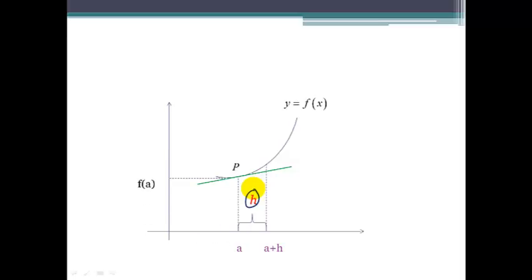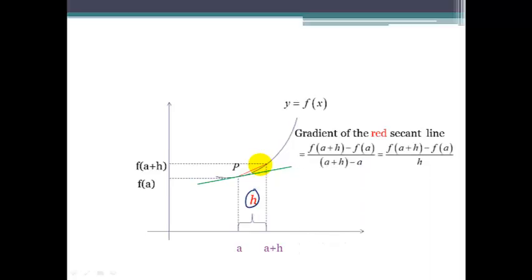f(a) will be the Y value of the first point. f(a plus h) will be the Y value of the second point. Now, let's draw a red secant line again. Over here is the red secant line joining the 2 points. Again, let's find the gradient of the red secant line. It is still rise over run, so it's still this formula.